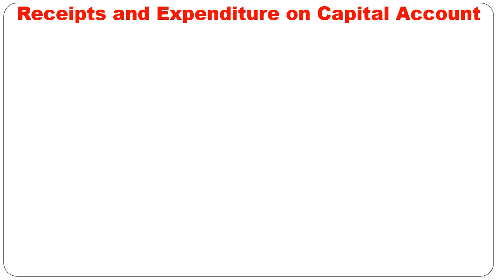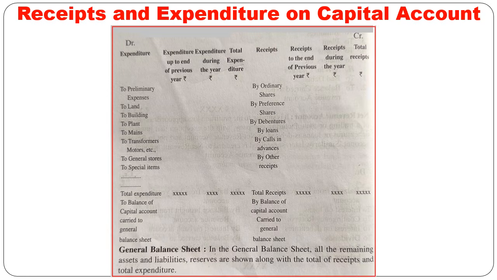Then receipts and expenditure on capital account. This is a very important item, right? This is the format. In this receipts and expenditure on capital account, what do we write? We write expenditure on the debit side and receipts on the credit side. And while furnishing the data, we write expenditure, then three columns will be made pertaining to amounts.